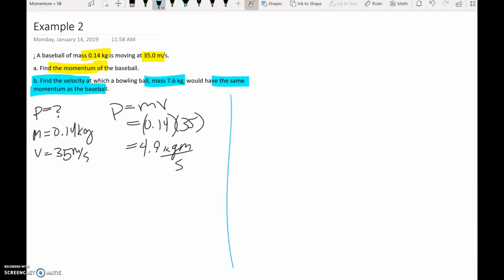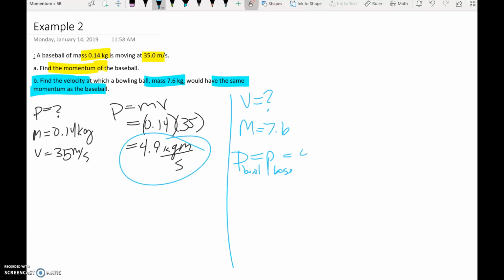So in this case, we're looking for velocity. We got the mass of the ball is 7.6, and the momentum is the same as the momentum of the baseball. And we already know the momentum of the baseball because it's what we did last time. So we're looking at 4.9 kilogram meters per second, and this mass, that was 7.6 kilograms.